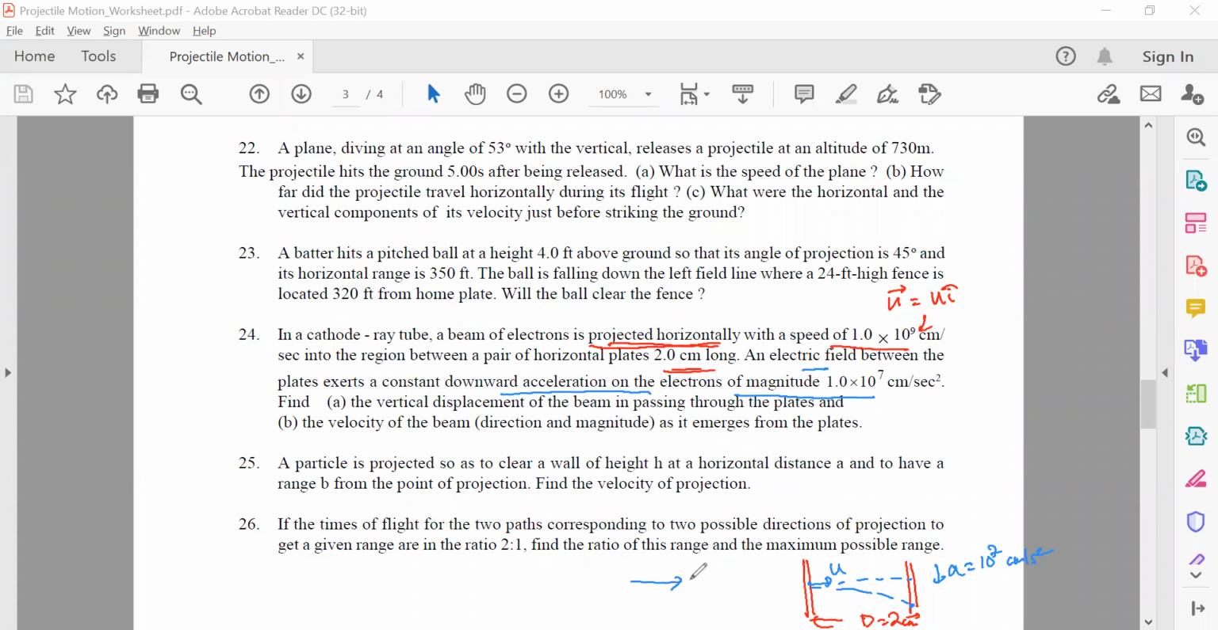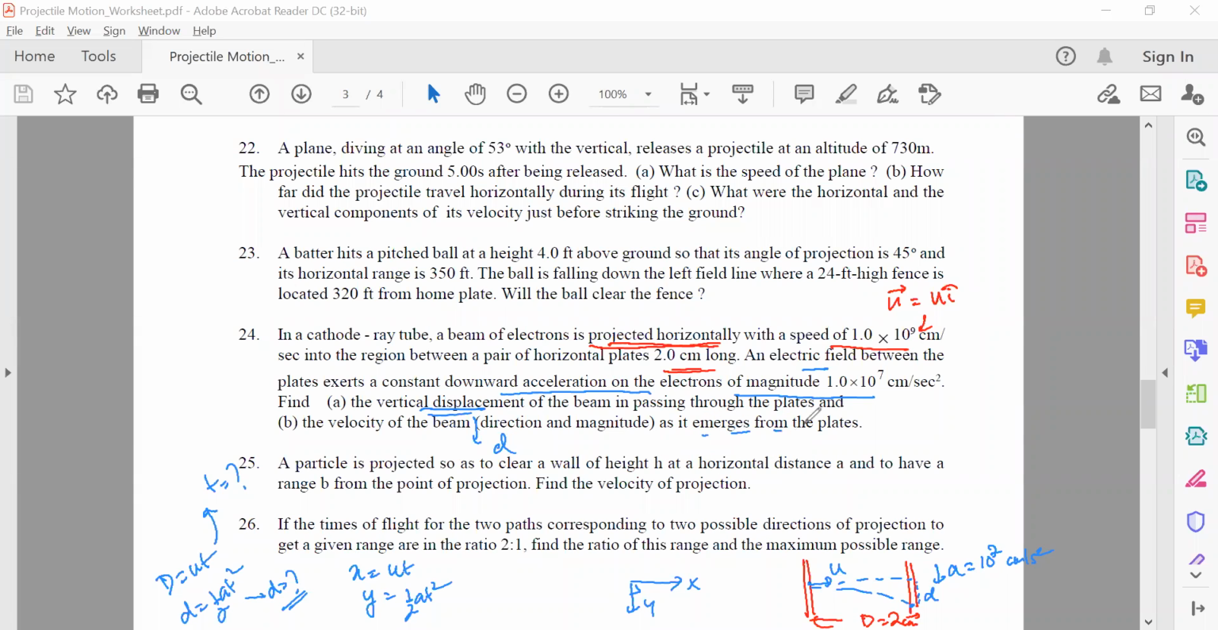If you take the horizontal axis as your x-axis, the downward axis as your y-axis, at any given time your x will be ut, but your y will be half at square instead of half gt square, where the value of a is like this. So by the time the electrons reach here, if this vertical displacement is small d, and capital D is equal to ut. From this, you find the value of time, and then that small d becomes half at square. So from this, you find the value of small d, the vertical displacement.